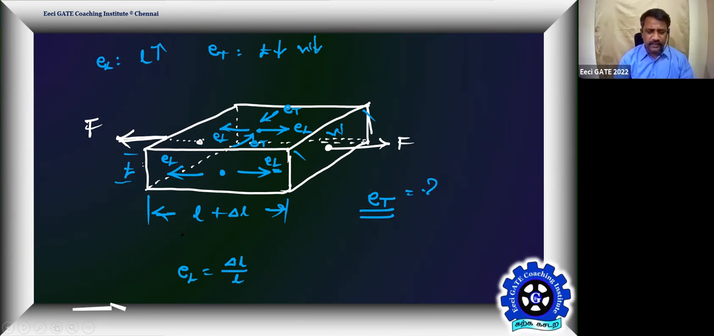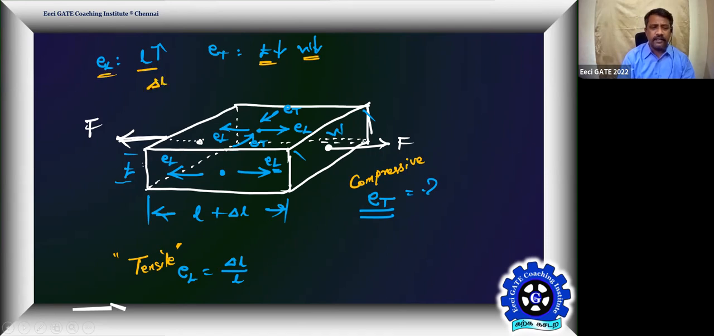So EL is positive because tensile always makes positive strain, whereas ET is compressive. What is decreasing? Thickness as well as width. Similar to the one before, EL is the contributor for the length, so I call delta L by L as EL. Can I say similarly ET is nothing but delta T by T as well as delta W by W?